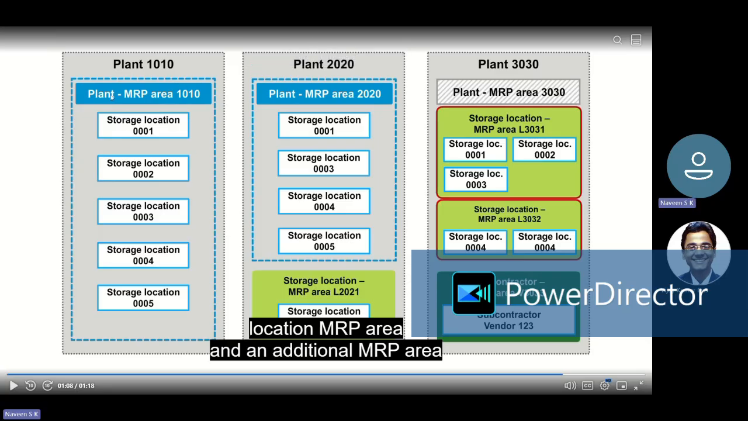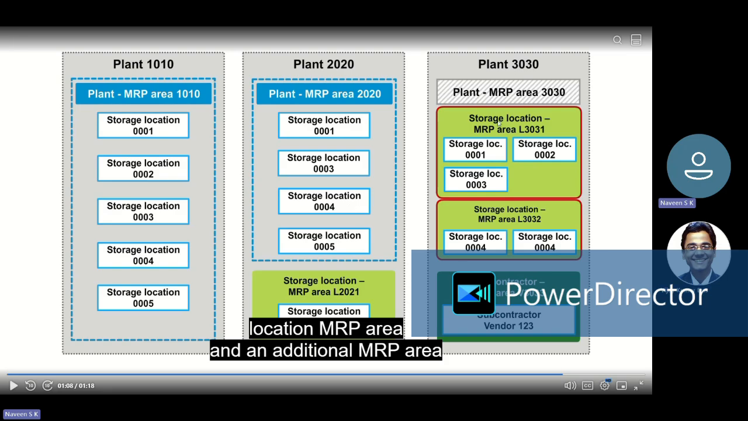So if it is MRP area 1010, it contains 5 storage locations. If I am running MRP for MRP area 1010, it will plan all the materials which are in all these 5 storage locations. Like that we can set it up, or we can set 4 storage locations into MRP area 2020, and another storage location into another MRP area. Like that we can set our MRP areas according to our requirement or need.